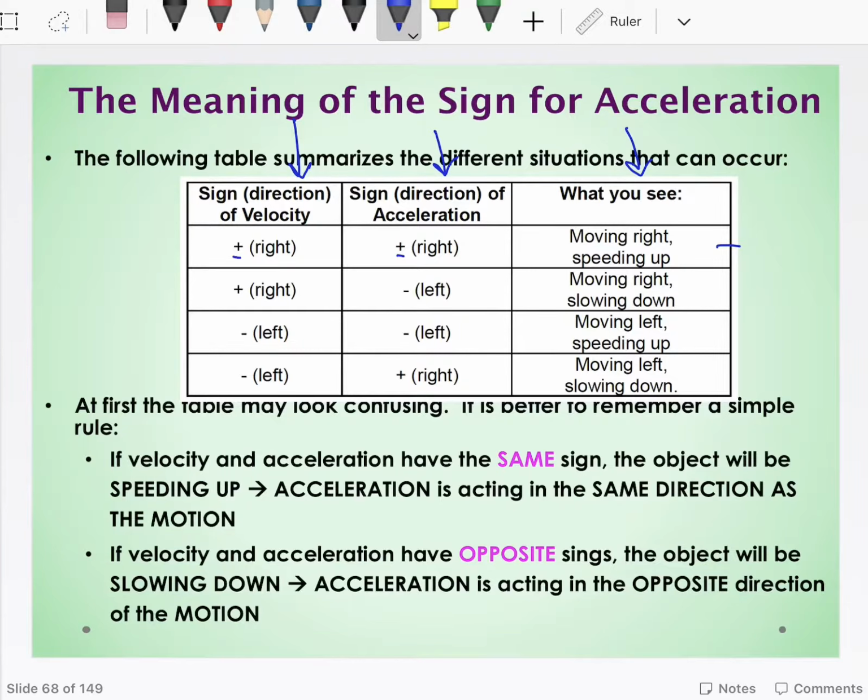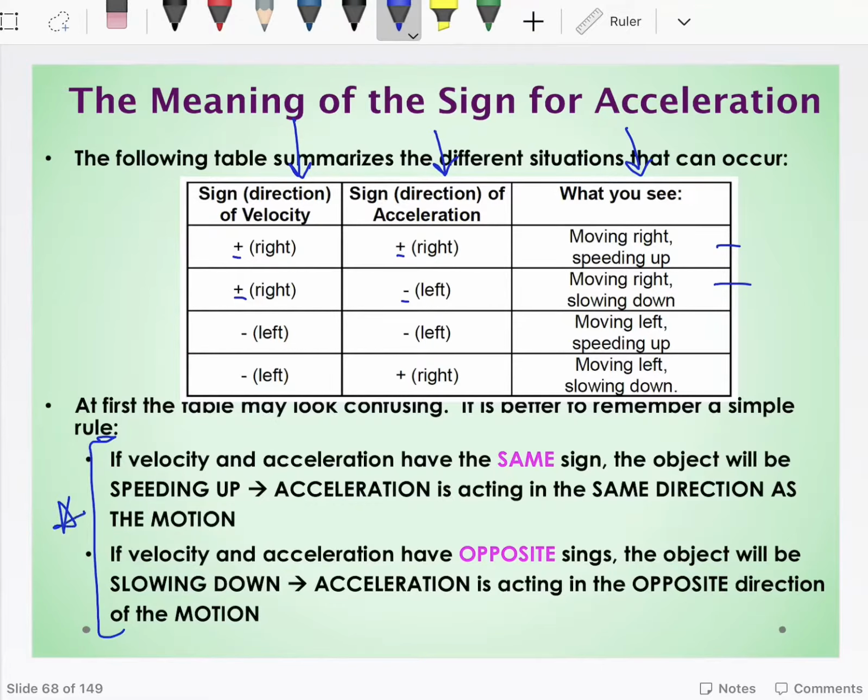But if my velocity is positive, indicating the object is moving right, but my acceleration is negative, that means they are moving right, but slowing down, because the acceleration is working in the opposite direction of the movement.